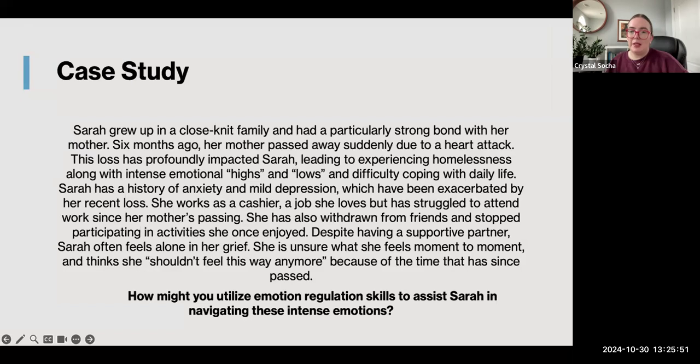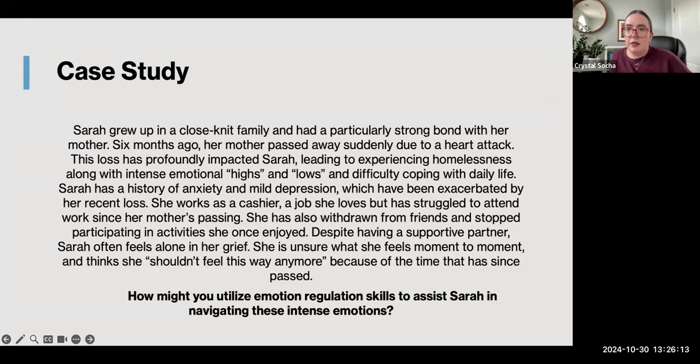So maybe we're helping this person cherish some of these memories. Maybe we're holding the space to help them acknowledge what they're feeling. They're almost in a place where they're invalidating these feelings, like, I shouldn't feel like this anymore. Okay, let's sit with that. Let's really explore what's happening.